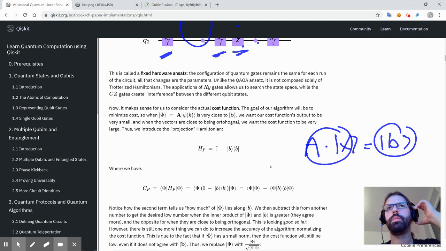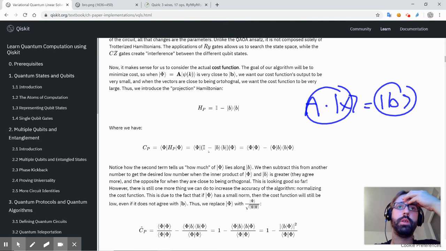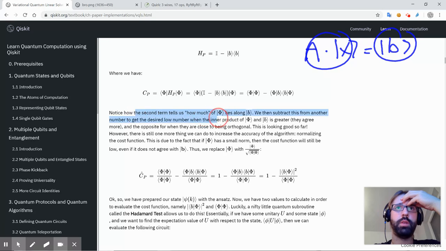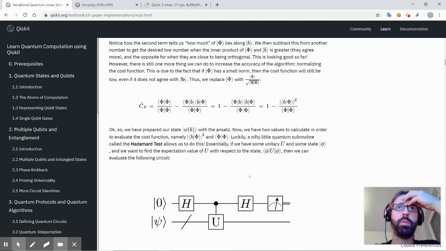Okay. So I guess you're projecting against B. Here we have... okay, I'm not going to read this. The second term is how much from a number to get the zero number, blah, blah. So we have prepared the state with the answers. Now we have two values to calculate in order to evaluate the cost function, namely these and these. I don't know, I guess you take that from that.